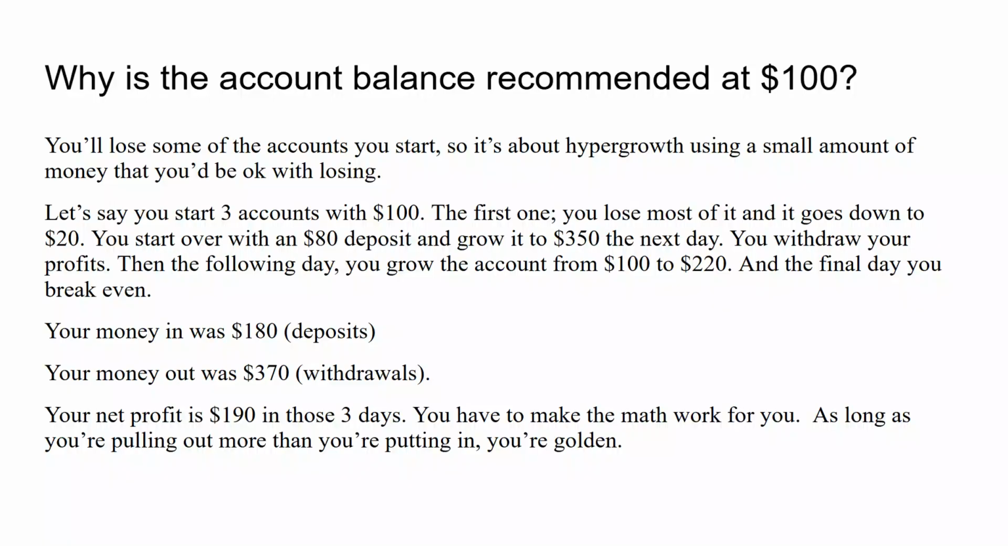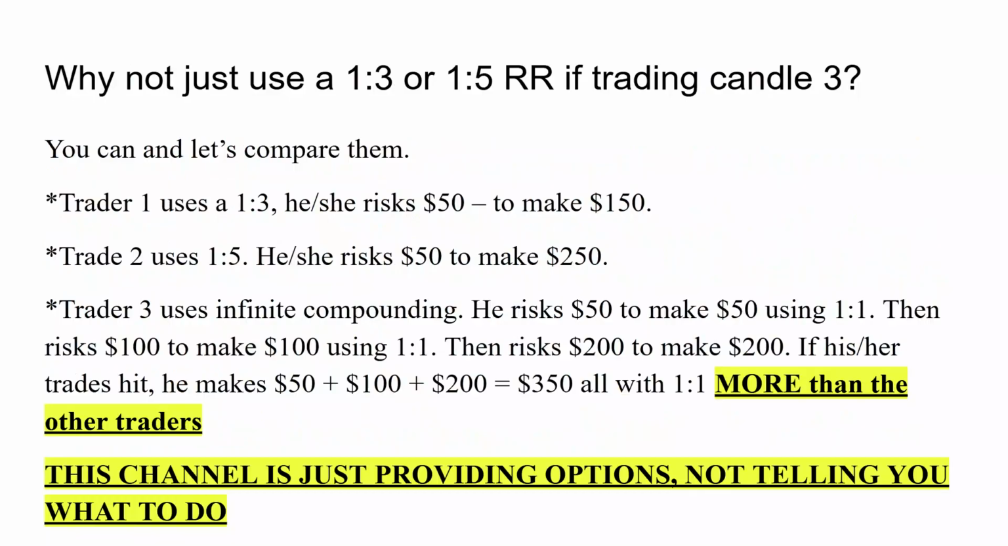And let's say the next day, you grow it from 100 to 350 and you withdraw all your profits. And then the next day, the account goes from 100 to 220. Your money in was $100 to start, and then another $80 deposit to bring the account back up to the $100. I never recommend letting the account get to zero. So you did manage to pull $370 out of the market. So after those 2 transactions, you've made $190 in net profit in those 3 days. So it's just math. As long as you're pulling out more than what you're putting in, that's the name of any game. Business, trading, it doesn't matter. So, wow.